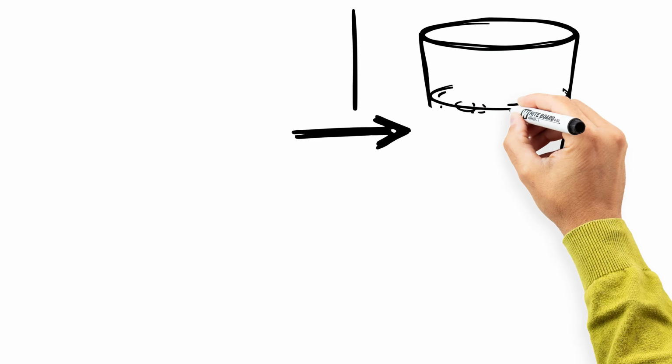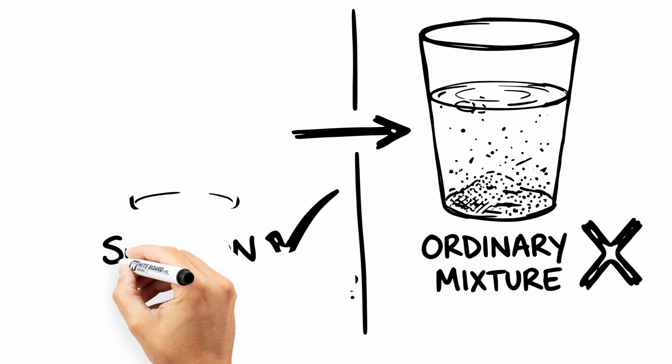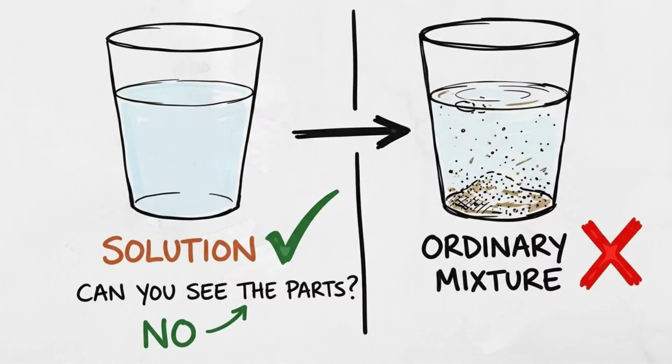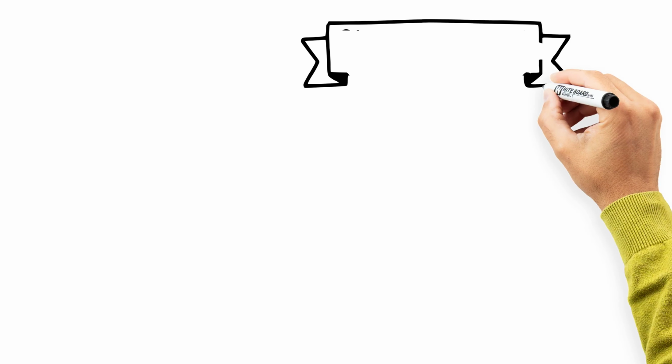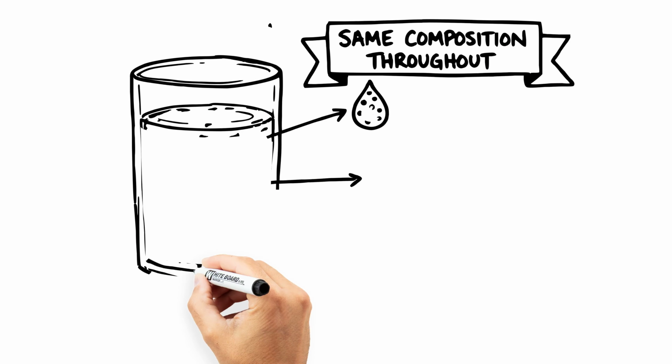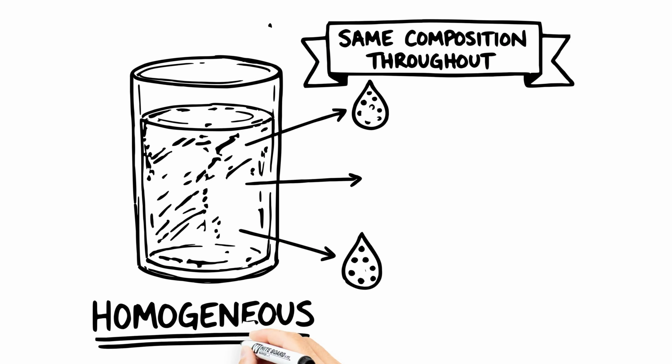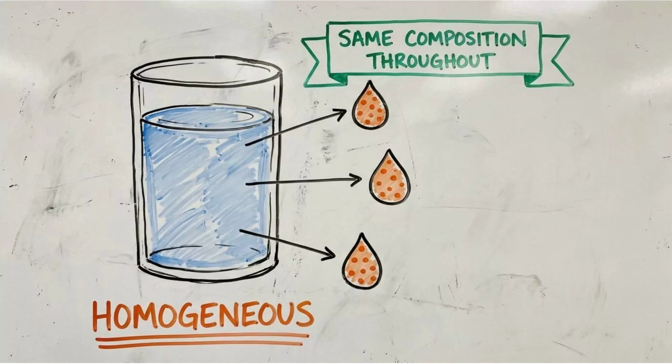But solutions are completely different. In a solution, you cannot see the individual parts at all. It looks like one single substance. This is why solutions are called special mixtures. A solution is a homogeneous mixture. Homogeneous means the same throughout. Every drop of your sugar tea has exactly the same amount of sugar. Not more on top, not more at the bottom. Exactly the same everywhere.